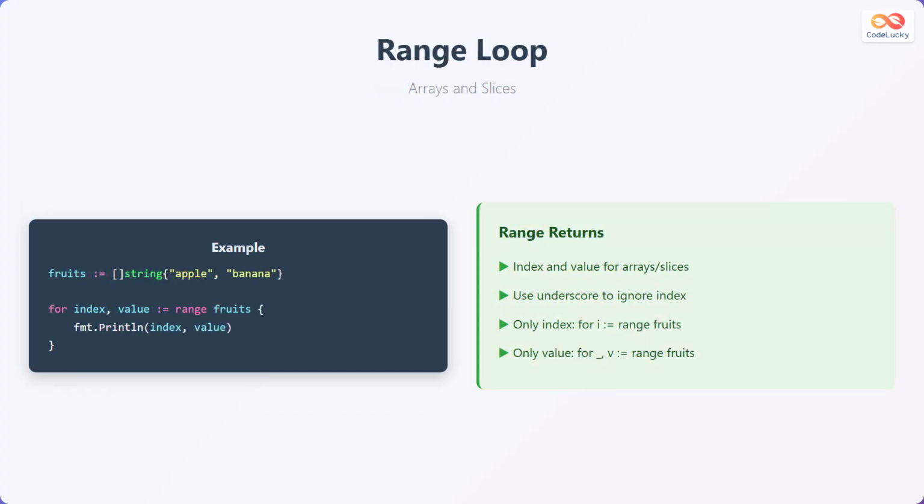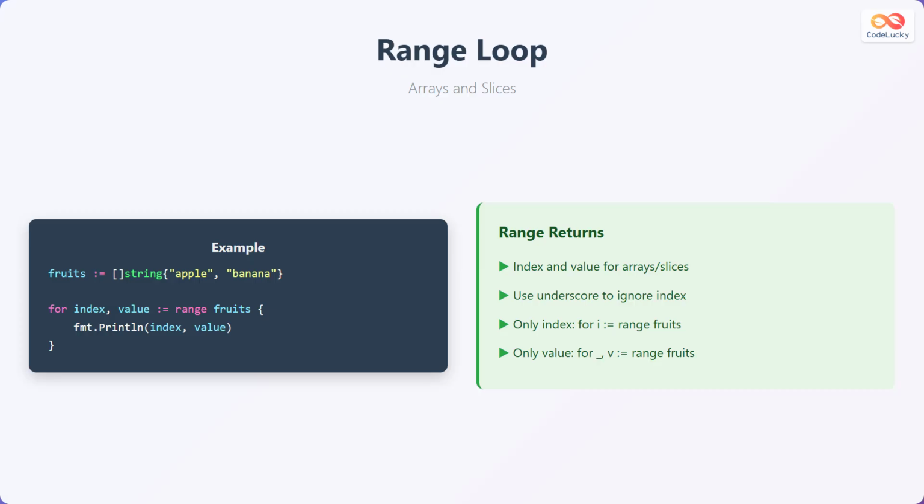The range keyword in a for loop is used to iterate over elements in arrays and slices. In this example, we have a slice of strings called fruits := []string{"apple", "banana"}. Now, to loop over this slice, you can use the following code. for index, value := range fruits { fmt.Println(index, value) }.